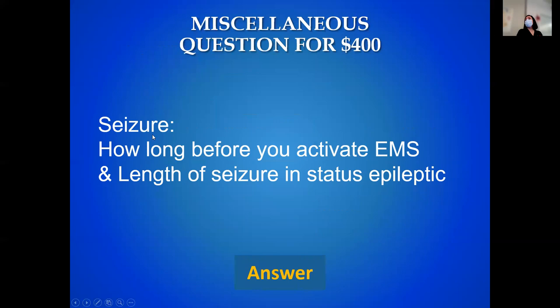Miscellaneous: seizures. How long before you activate EMS? And the length of seizure in status epilepticus. So it's kind of a two-parter. How long would you wait before you'd call 911 for someone with a... or if it's just a medical emergency. I'm not sure if it would be first or if it would just be if they're having a seizure and it's not stopping. How long would you wait? Like 5 minutes? 5 minutes? Right away. Is that what you guys learned in medical emergencies? Well, that's good. That sounds like good advice. What about status epilepticus? Do you guys remember about how long that is?